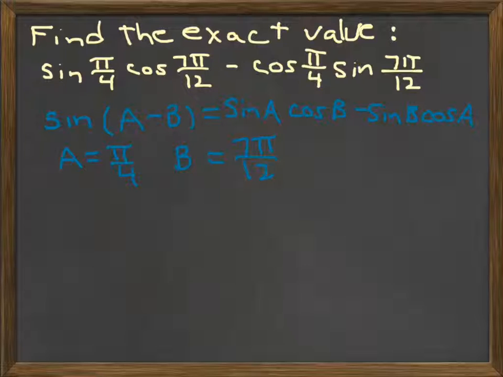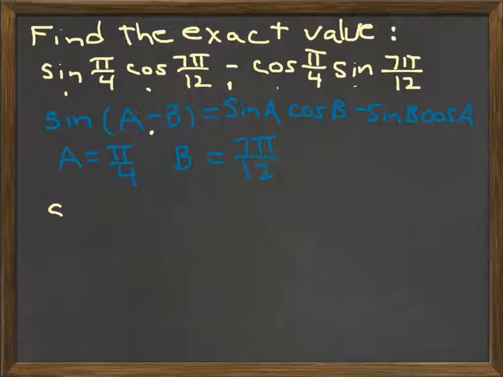What I noticed when I first looked at this is that it had a sine and a cosine and a sine and a cosine, both using the same angles but mixed. So that made me think of the sine angle addition formula. Because it had a minus, I'm going to use the form of the angle addition formula that's got minus in it.